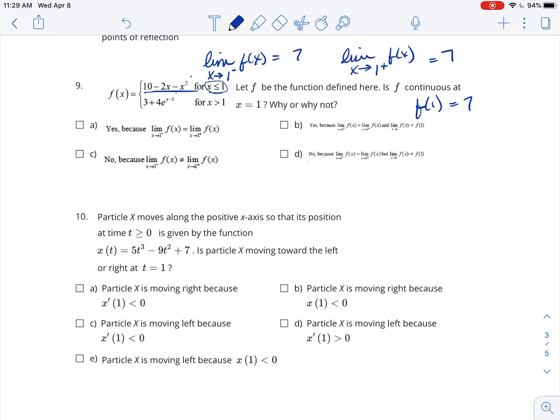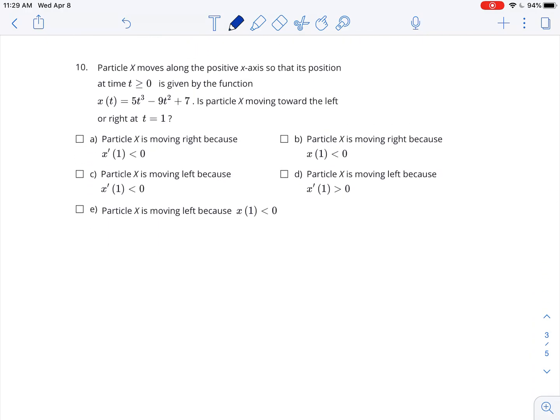And what is the function at 1? All right, so I'm going to plug it into just the top function, and that equals 7. So yes, because it is continuous, because the left side limit is equal to the right side limit, and the function is equal to that value.